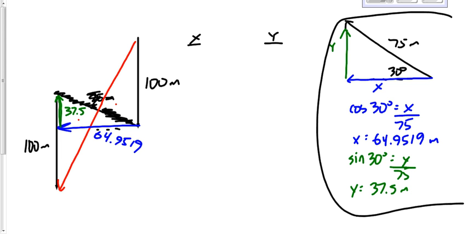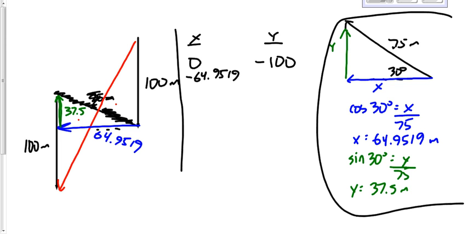What's the x component of the first one, the 100 meters, Rochelle? Good. What's the y component of that, Rochelle? Good. Negative 100. What's the x component of the second one? The 75 meters is dead to us. Lucas, what's the x component of that one? Yeah, except we're going to make it negative, because it's to the left. So negative 64.9519. What's the y component of that, Lucas? Good, 37.5.